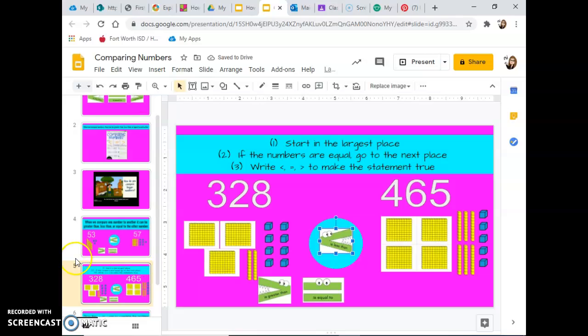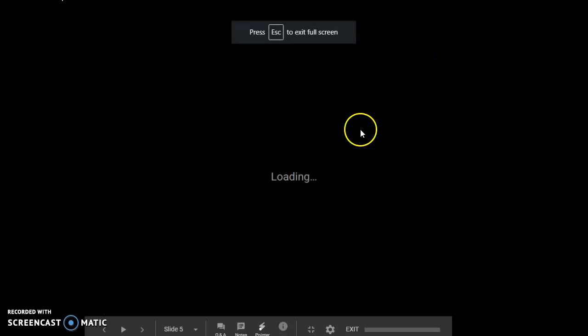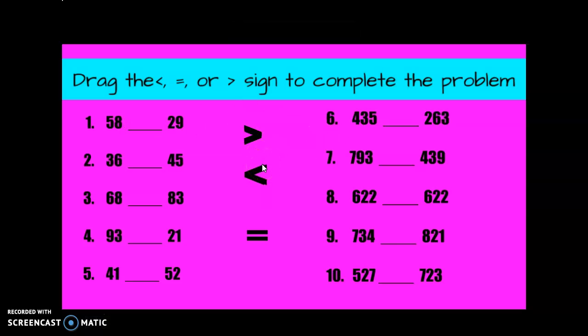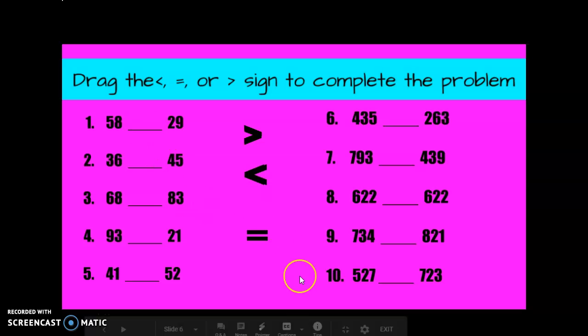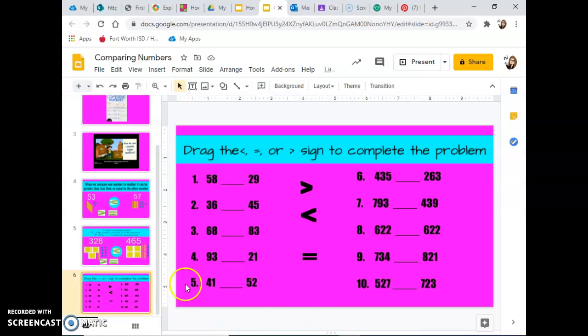All right. Now, your job as you work through this on slide number 6 will be to move over the blocks that show which one is greater. So if I start with 58 and 29, which one is greater? You're going to move the piece that shows which one is greater. You're going to do that for all 10. When you finish, you have completed your assignment.